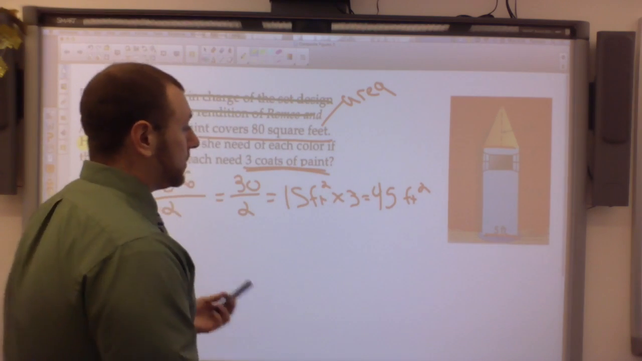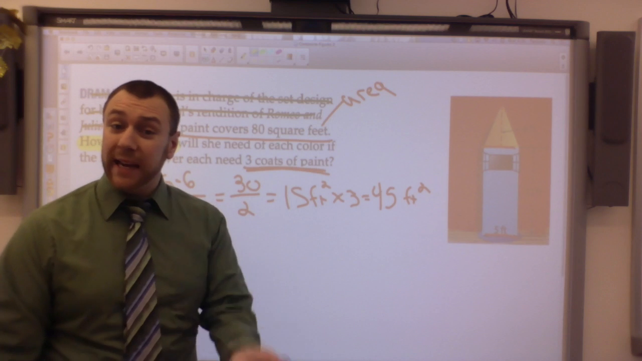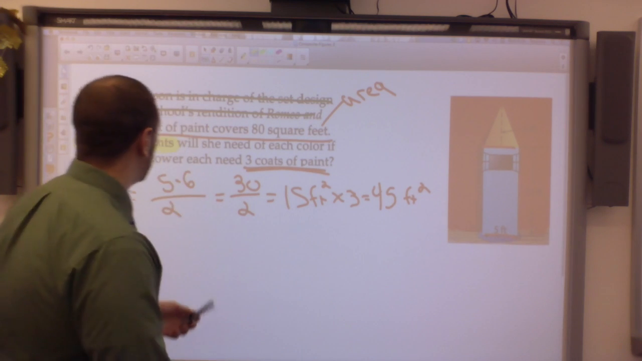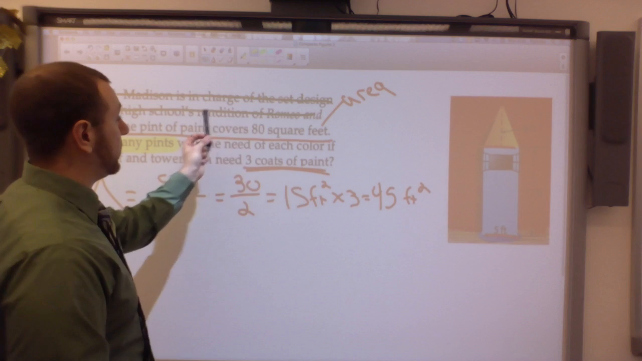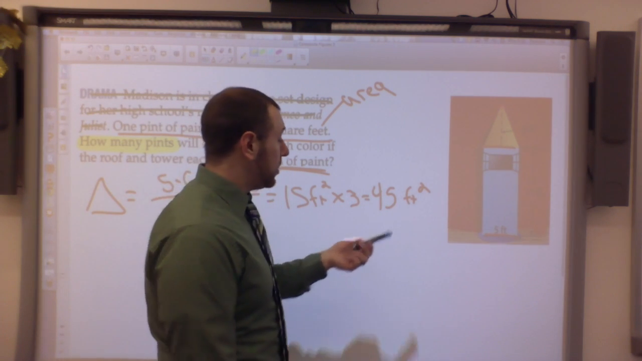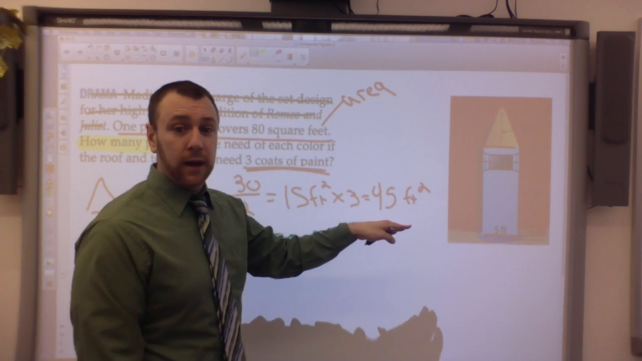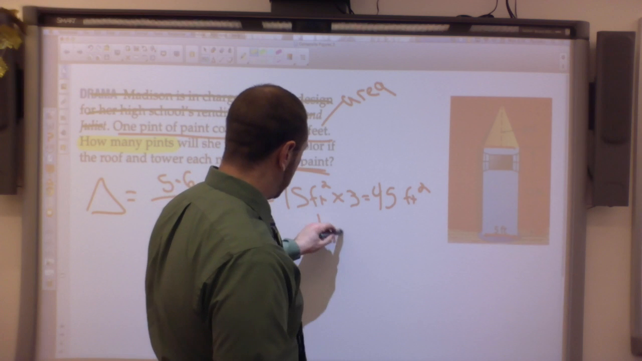Okay, so that's my total area for my yellow. But how many pints of yellow do I need? Well, I know 1 pint of paint covers 80 square feet. I have 45 square feet to do. So really, if 1 pint covers 80, that's going to cover my 45. So I need 1 pint of yellow.